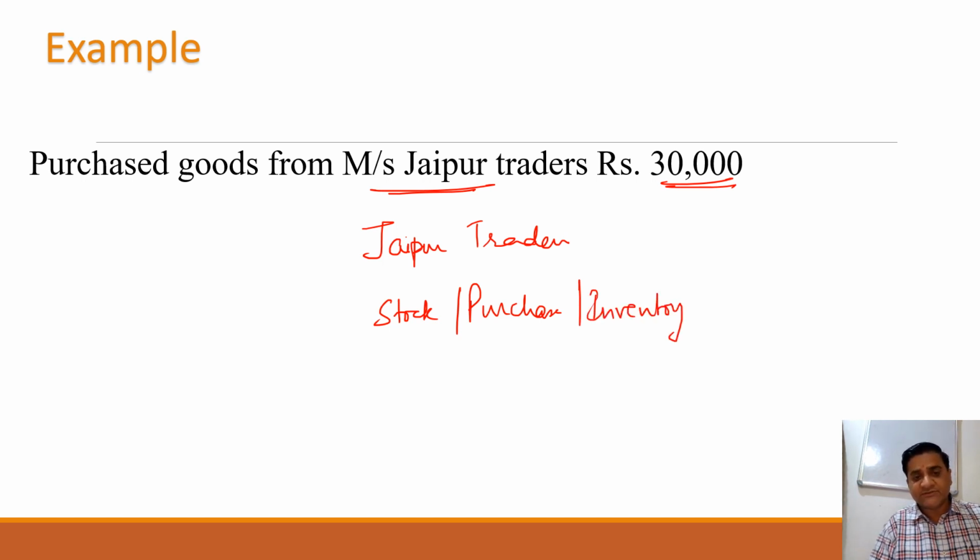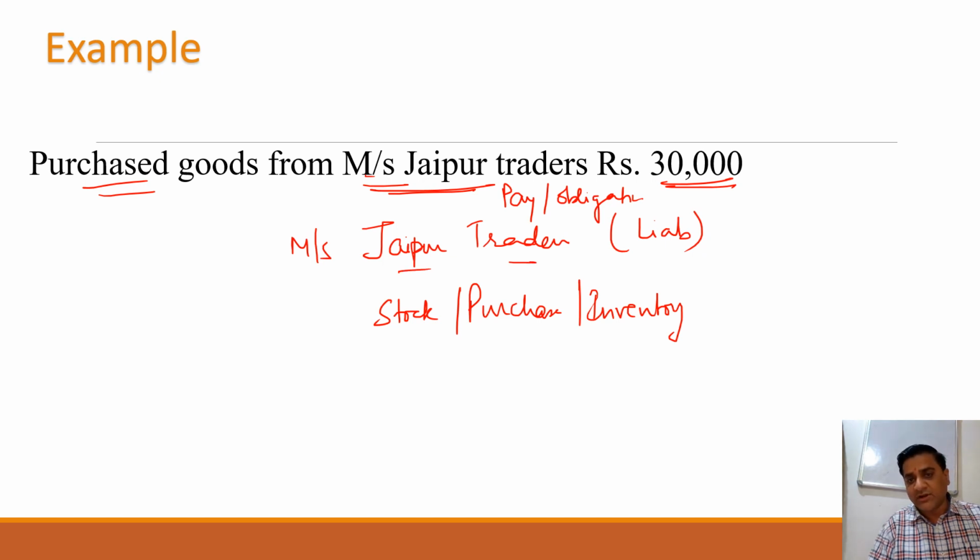What is the nature of Messrs. Jaipur traders? We say we have purchased goods from this guy, which means we haven't paid him. So we are supposed to pay this. It's an obligation. And we know that obligations are nothing but the liabilities for the business. So Messrs. Jaipur traders is a liability for the organization in form of creditors. And whenever the liability increases, it has to be credited because liability by nature has a credit balance.